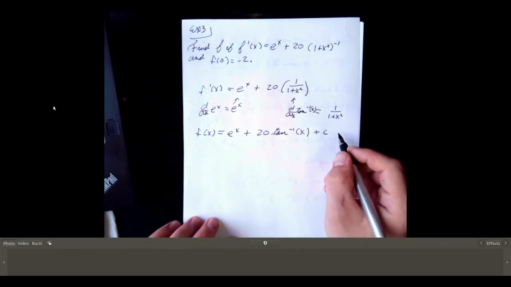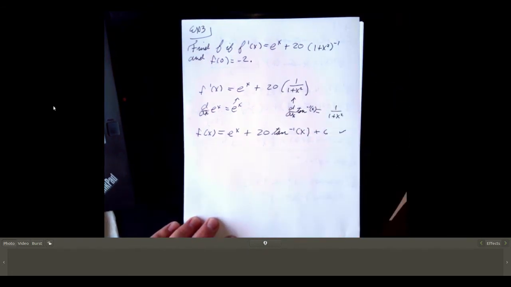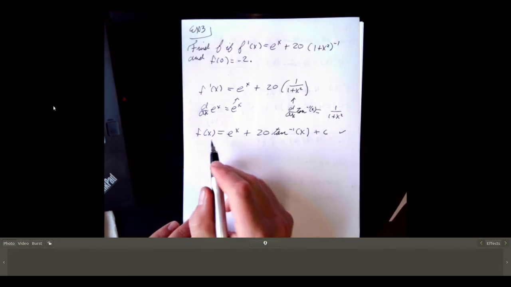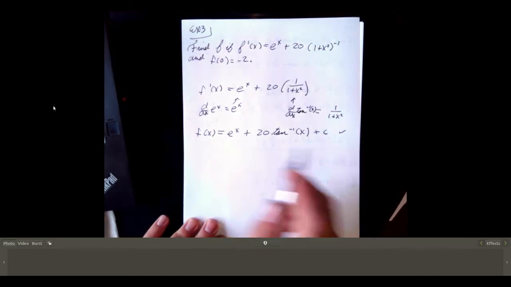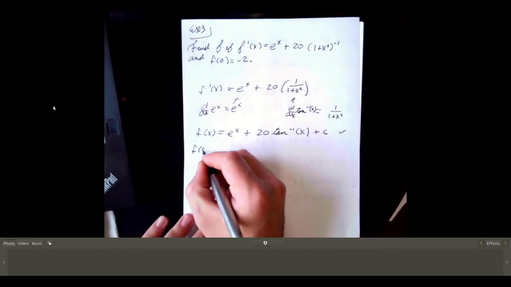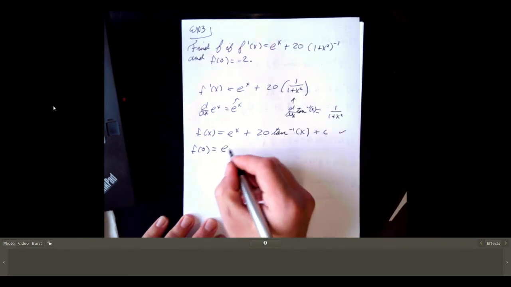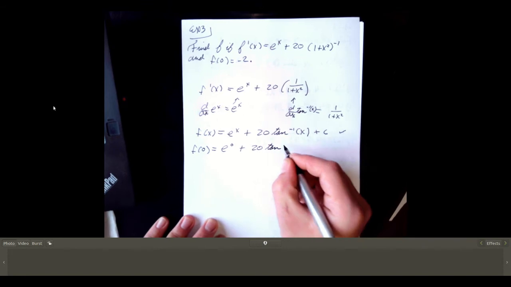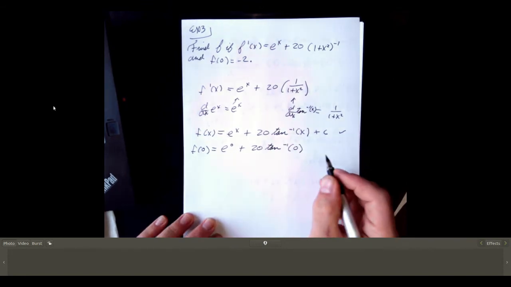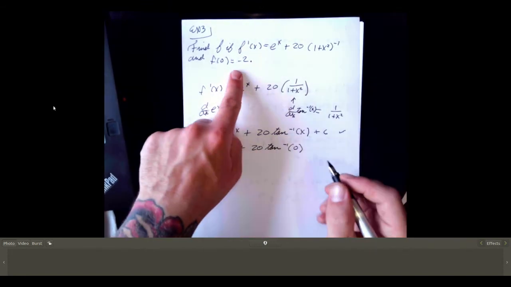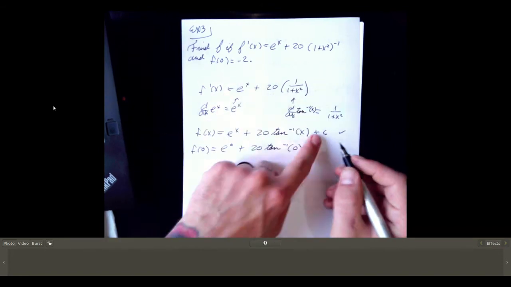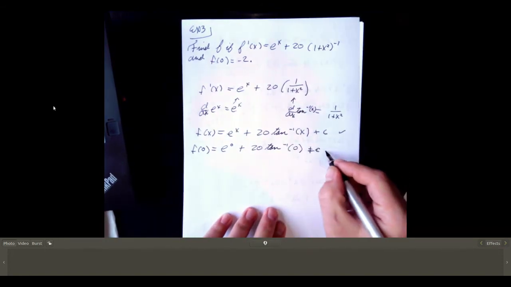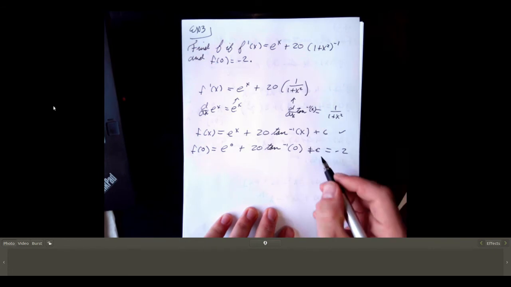So this is what we've done up until now. This is the new part. We now know what f of x is. Well, that means f of 0 is going to be equal to e to the 0 plus 20 times the tan inverse of 0, plus some constant, and this is equal to negative 2. That's a c.